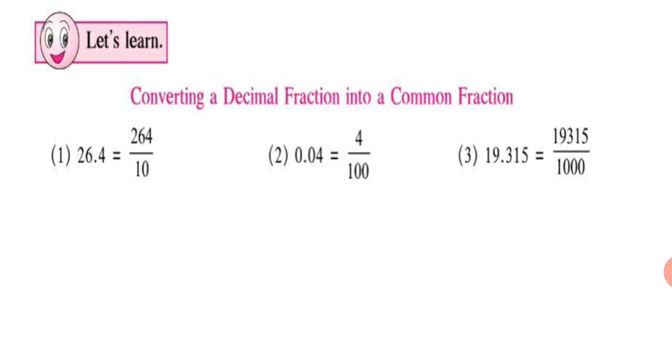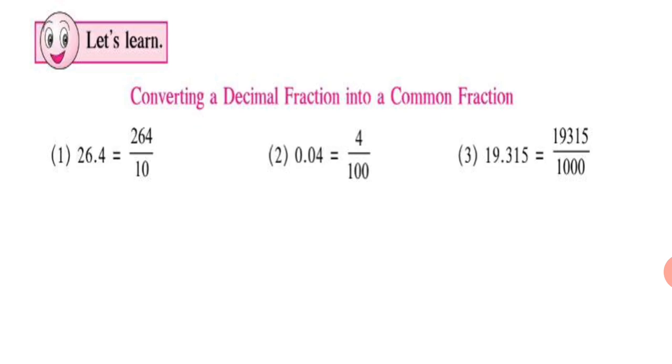In this case, we will write the number as it is in the numerator without the decimal point. So 26.4 is equal to 264 upon 1 and as many zeros as you see digits after the decimal point. After the decimal point, we see only one digit. So 10. So your answer will be 264 upon 10.